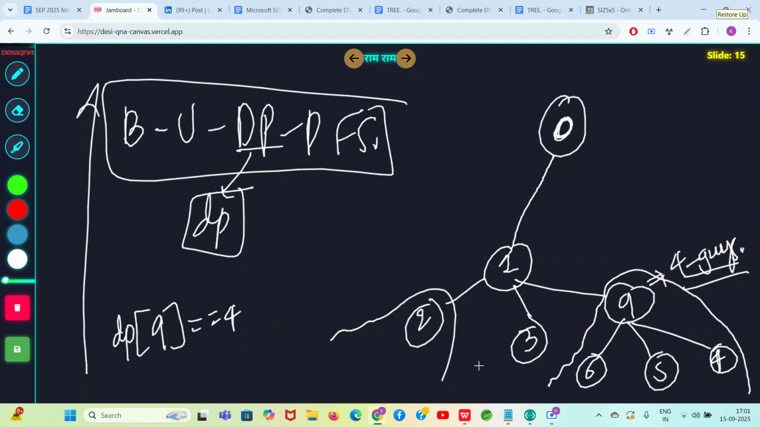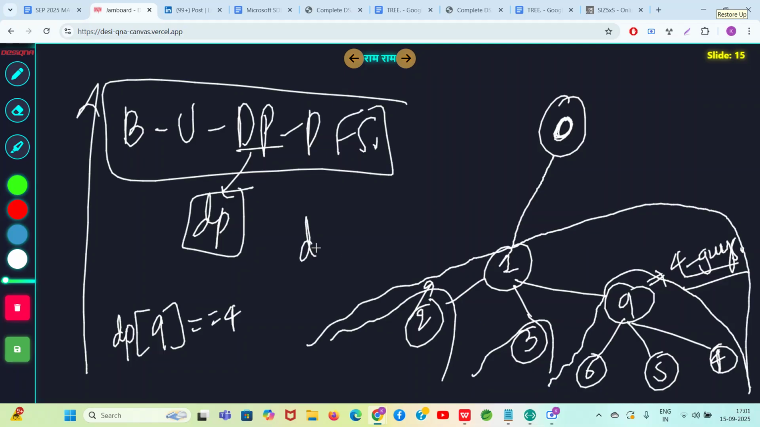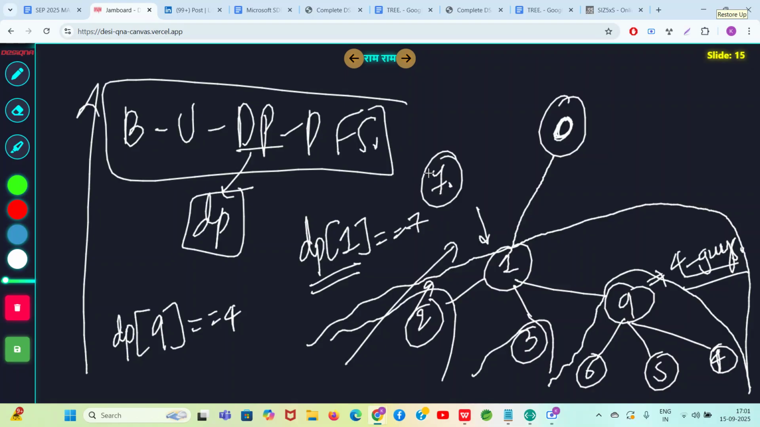What will be DP of 2 and DP of 3? There is only one, so only one person wants to go up here. But what will be DP of 1? How many people will be standing at 1 who are trying to go to 0? 1, 2, 3, 4, 5, 6, 7. When this bottom to upward procedure is happening, at node number 1 there would be 7 people standing. 7 people would be trying to go to node number 0. So that's it, guys. That solves the problem.